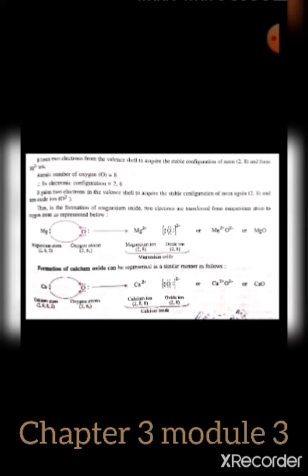The same is the case with calcium oxide. Ca will give 2 electrons, and oxygen will gain 2 electrons. As a result, they will have charges +2 and -2 respectively, and the compound which is formed is calcium oxide.